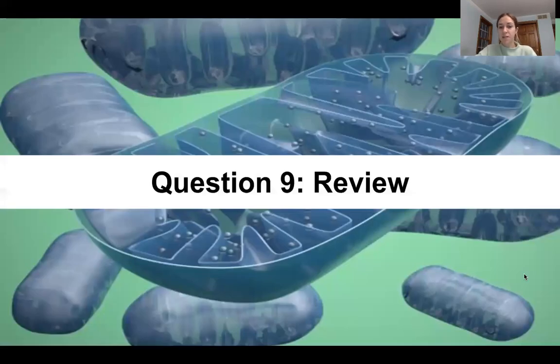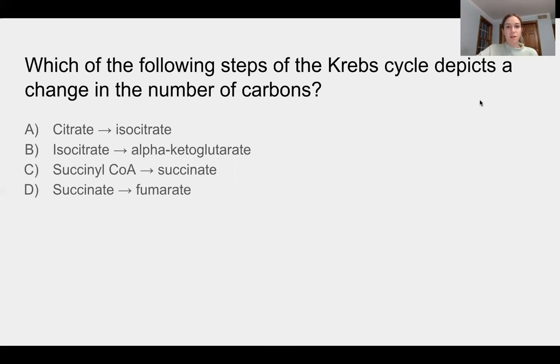All right, so now I have some review questions that are going to go over some of the stuff that we talked about in today's lecture to help you practice recalling that information. Which of the following steps of the Krebs cycle depicts a change in the number of carbons? Again, here I would encourage you to try using process of elimination. If there are some that you know don't change the number of carbons, just cross those out and then use your best judgment to reach an answer.